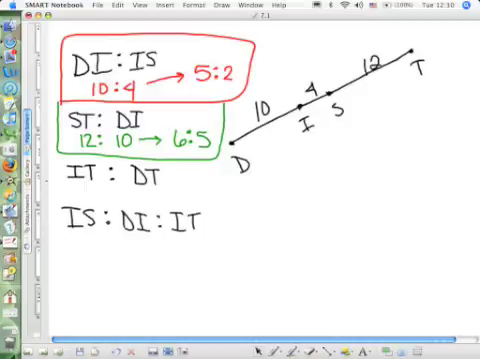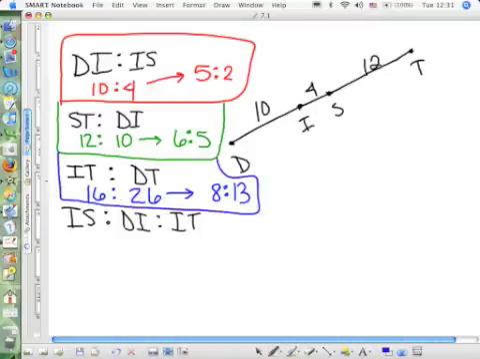IT to DT. Oh, I did it. 4 to 7. Wait, Nick is correct. 8 to 13. IT has a measure of what? 16. DT has a measure of 10... 26. DT is the whole thing: 10 plus 4 plus 12. And 16 and 26 can both be reduced by 2. 8, which is how we get 8 to 13. Golly, Nick's a genius. Okay, I got the next one.